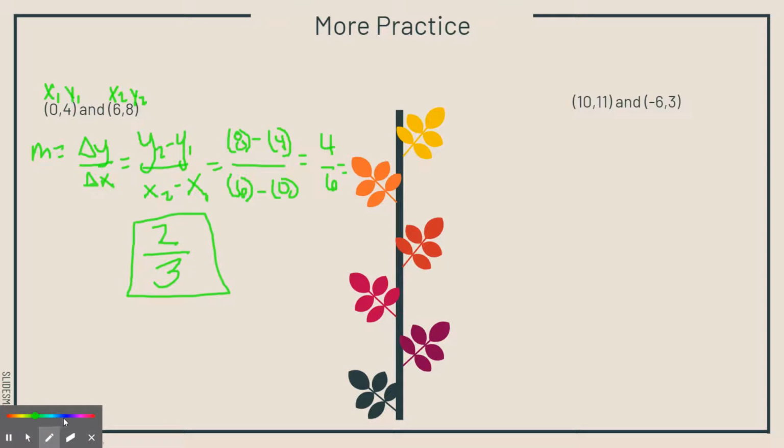All right, let's try a different one. I'm going to go over here and I'm going to start on this one. Once again, I'm going to label x1, y1, x2, y2.